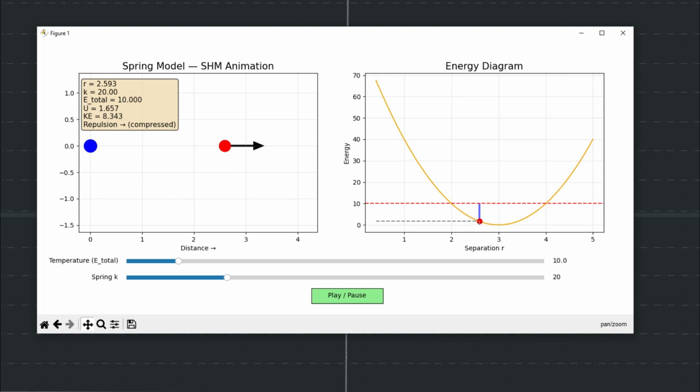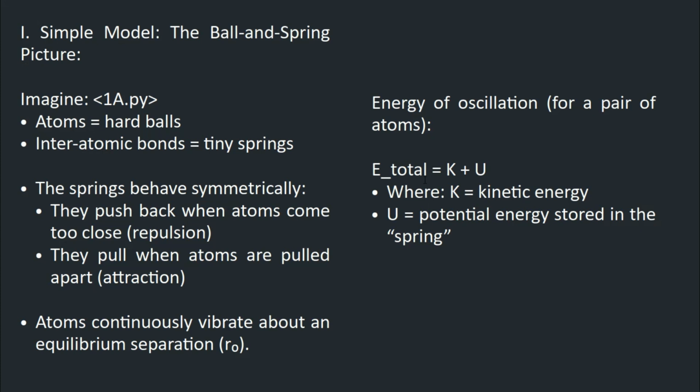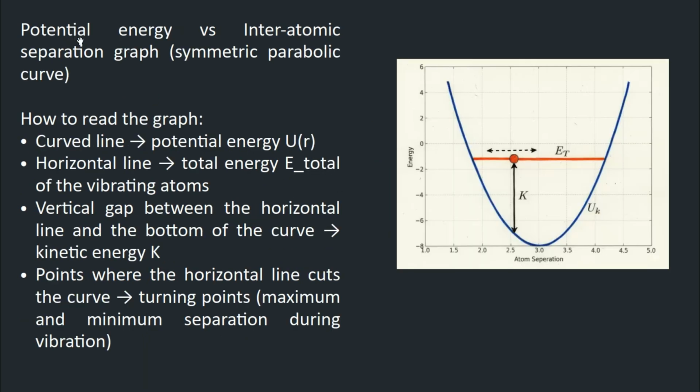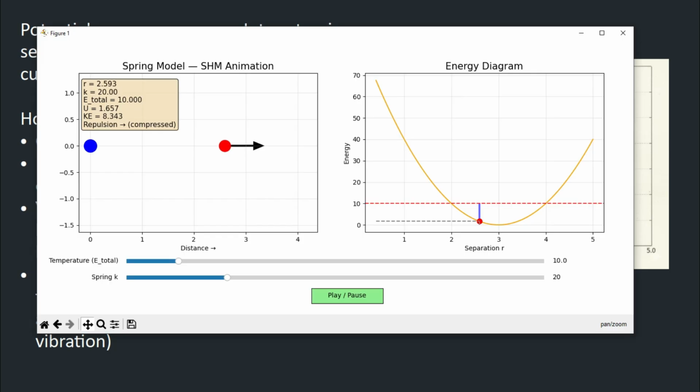Okay. So now just a second, let me go back. The total energy is the sum of kinetic energy plus potential energy. So the potential energy versus interatomic separation graph. Actually, I have here energy versus atomic separation. So let me go to that. How to read the graph. So now we are trying to understand this graph.